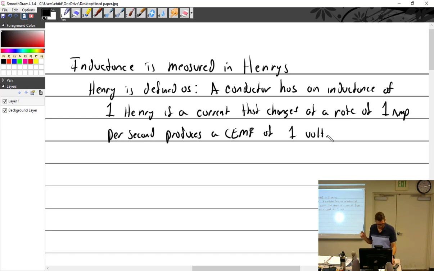I'm not going to do this part. Henry can be calculated by the formula CEMF equals negative L delta I over delta T, which is what I just said. Delta is change. So we can skip that part.